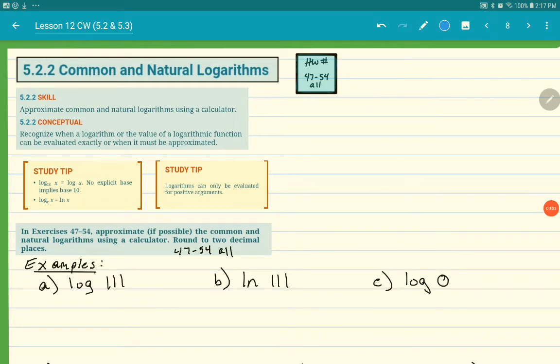All right, in 5.2.2, we look at evaluating logarithms again, but this time without the ability to do it for exact numbers. So in the previous section, we were able to evaluate exact values of logs. Exact means we're not using a calculator. We might end up with a square root sign or something, but we have an exact value. We're not putting in a calculator. We're not rounding off decimals. Now we're going to approximate common and natural logarithms using a calculator.